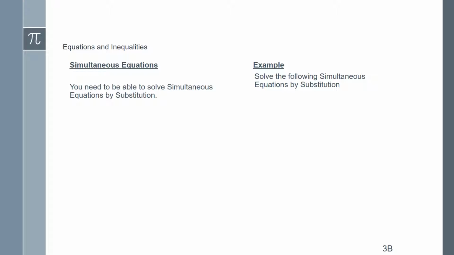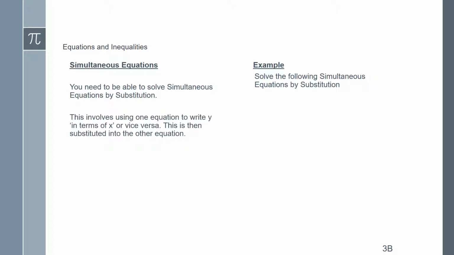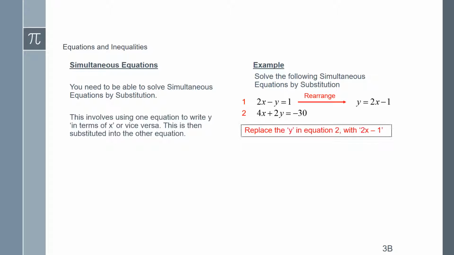Another method we can use to solve simultaneous equations is substitution. This involves using one equation to write y in terms of x, or maybe x in terms of y, and then substitute it into the other equation. So let's say we have 2x minus y is equal to 1 and 4x plus 2y is minus 30. Number the equations again so we know which one is which. If we rearrange equation 1, we can get y is equal to 2x minus 1. We can then substitute that into the second equation.